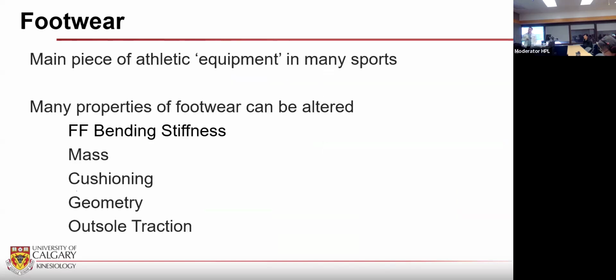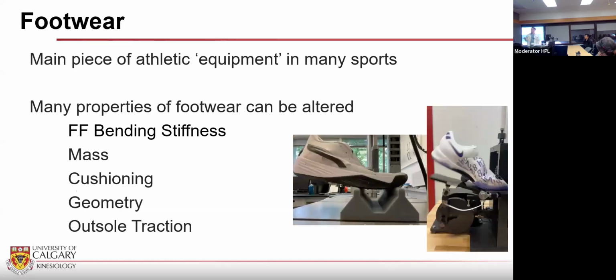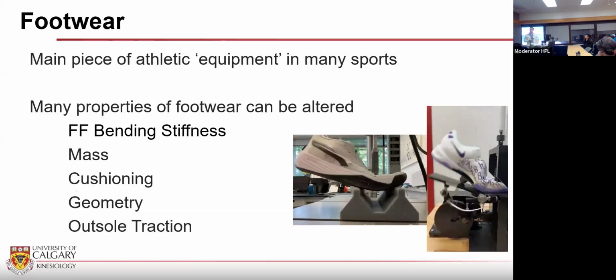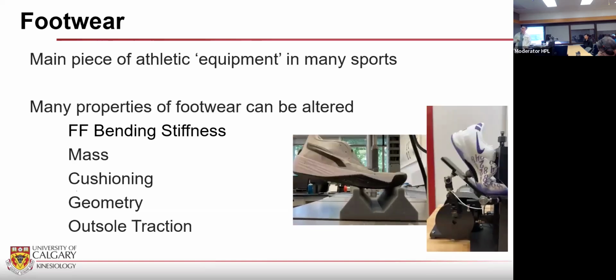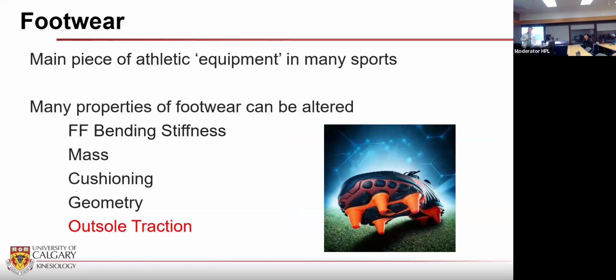So footwear is the main piece of athletic equipment in many sports, and various studies have shown and researched a lot of properties of footwear that can be altered. So properties such as the forefoot bending stiffness, as shown here during two tests where we're quantifying the resistance to bending about that MTP joint. Mass can alter both injury and performance, cushioning, as well as the geometry or curvature of the shoe that can have effects on both performance of athletes as well as injury. The last component is what I focus the majority of my research on, and that is outsole traction.